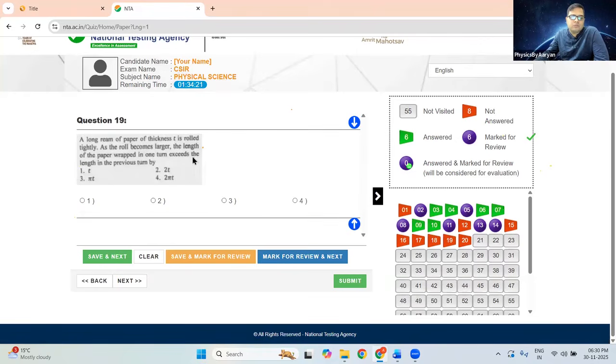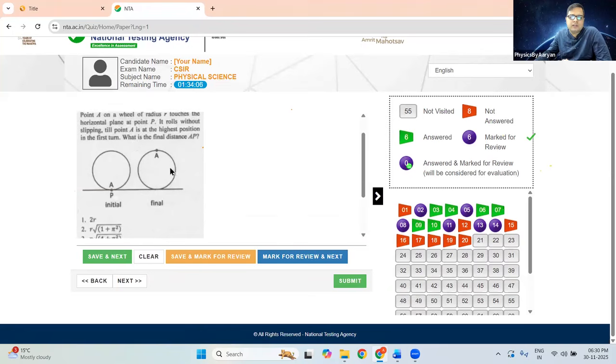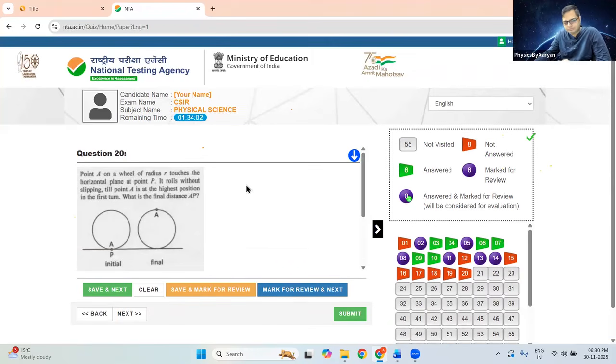ठीक है, long room, length of the paper, so algebra kind of question. So you see some questions will be algebra in which you have to assume something x, then satisfy the requirement of the question and then get to an answer. ठीक है, question 20, a wheel, point wheel, and then this is something like connected to basic mechanics, so you can even try this question.